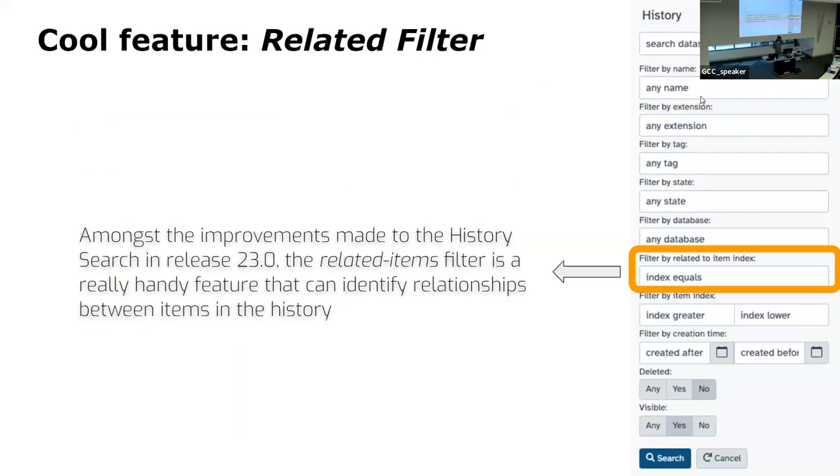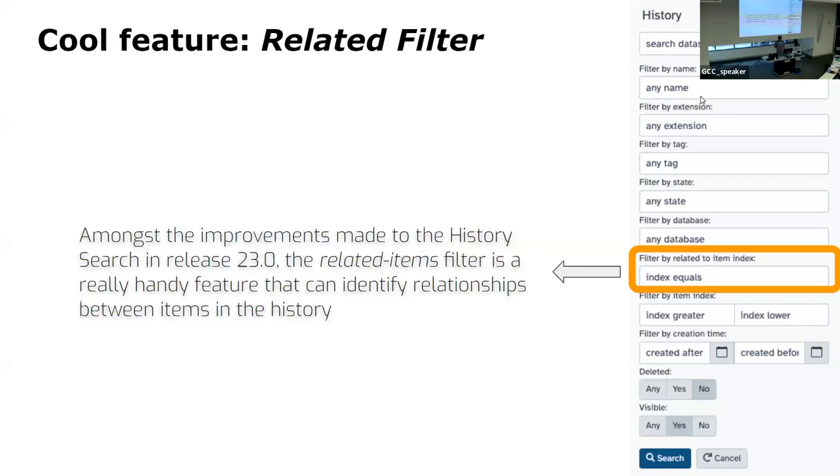A cool feature that we wanted to focus on is the related items filter. So in Galaxy, you often run jobs such as workflows, and they can take inputs and then produce outputs. So in that process, you can understand how each dataset can be an output from a job, and then more datasets or collections could have been created from that initial item.